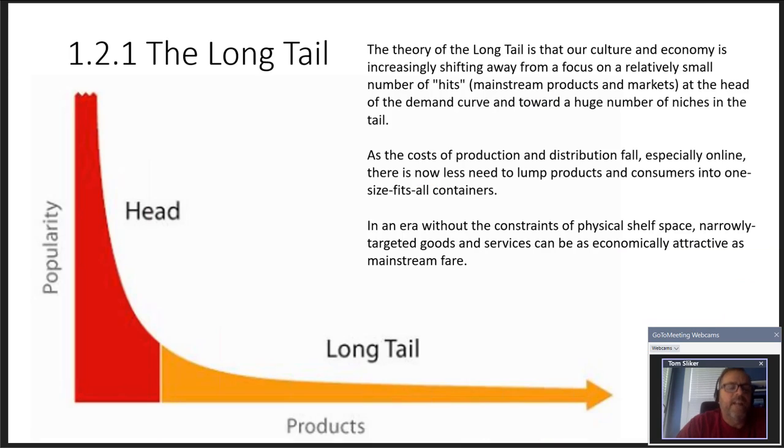All right, this is kind of demonstrating something called the long tail. The theory of the long tail is really critically important to understanding how to be found on the internet. The theory of the long tail is that our culture and our economy is shifting away from a relatively small number of hits and toward a huge number of niches in the tail, okay?